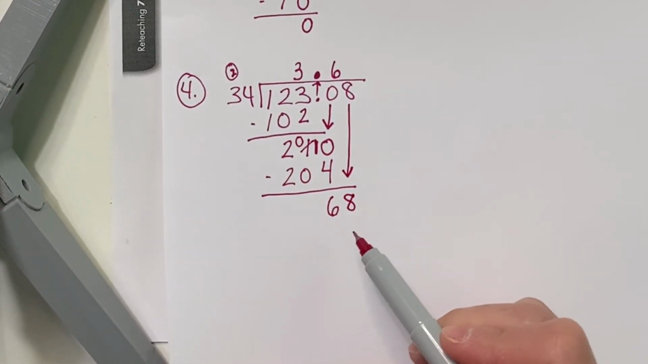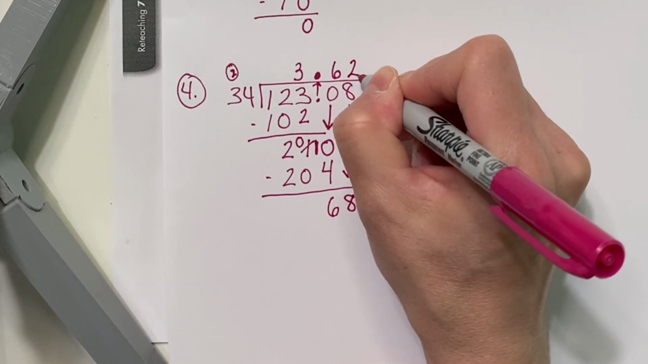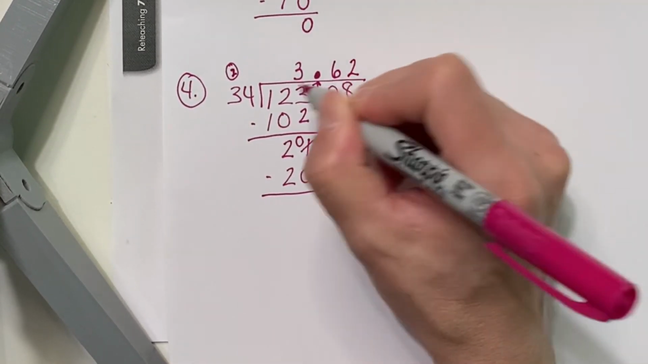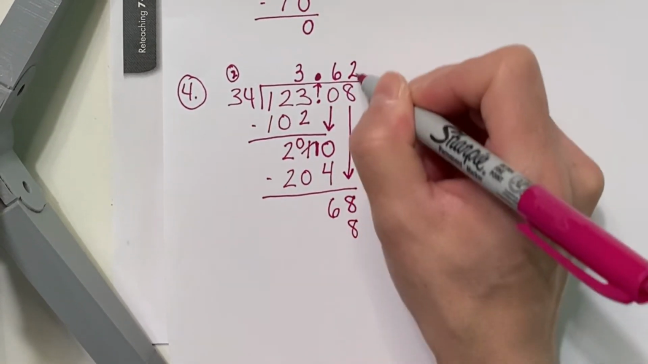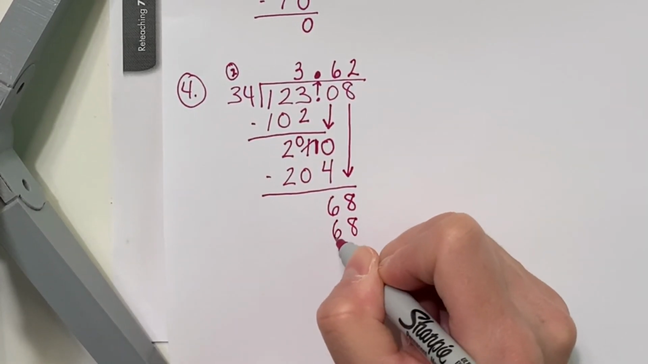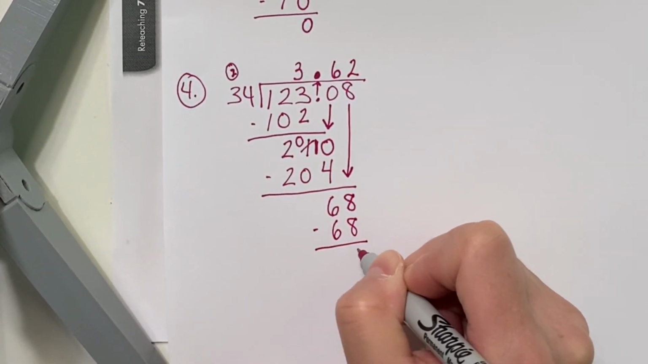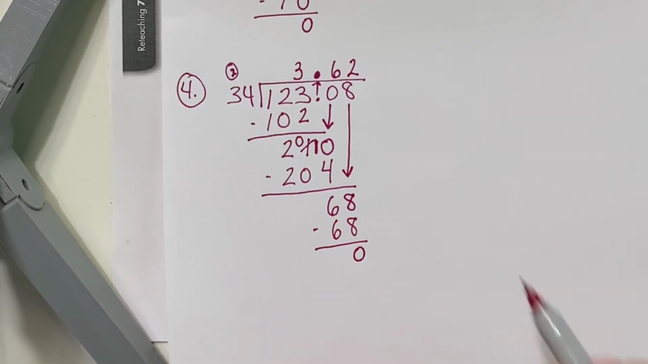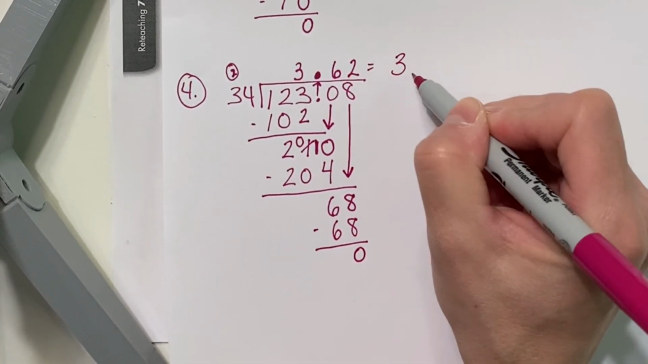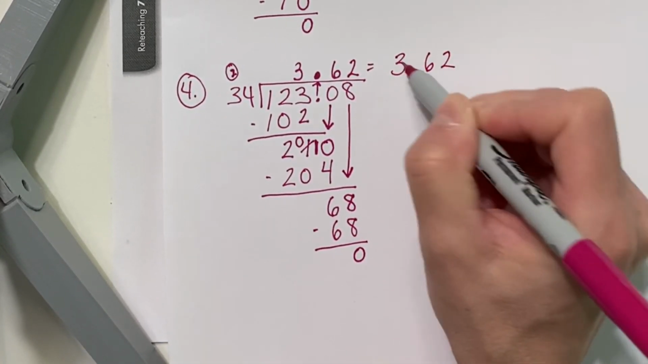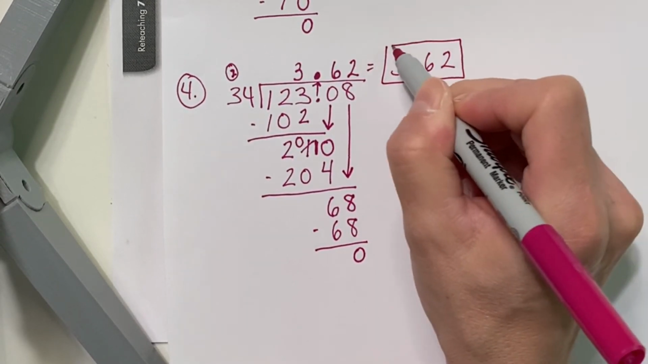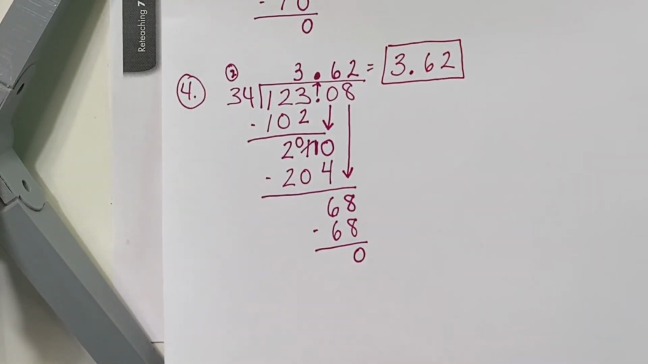34 can go into 68 2 times without going over. 2 times 4 is 8. 2 times 3 is 6. Subtract. Remainder 0. So our answer is 3.62, or 362 hundredths. I hope that helps you.